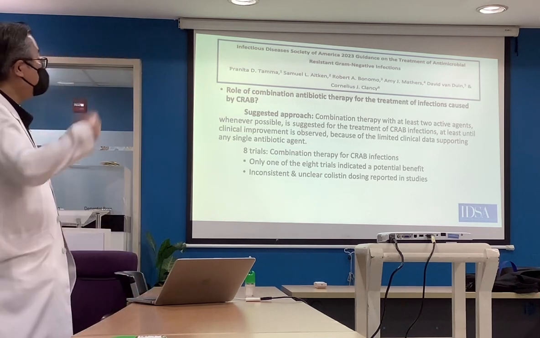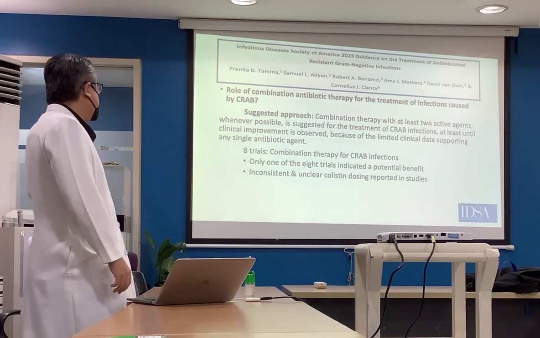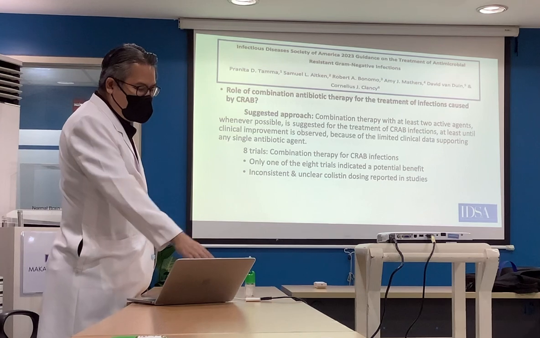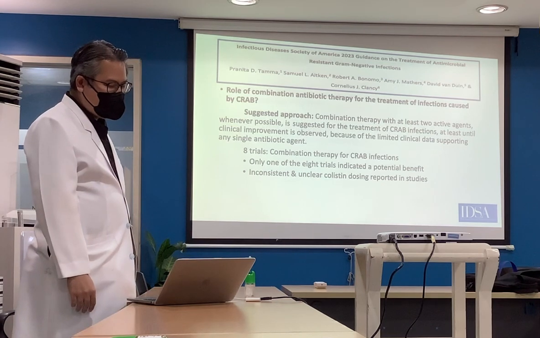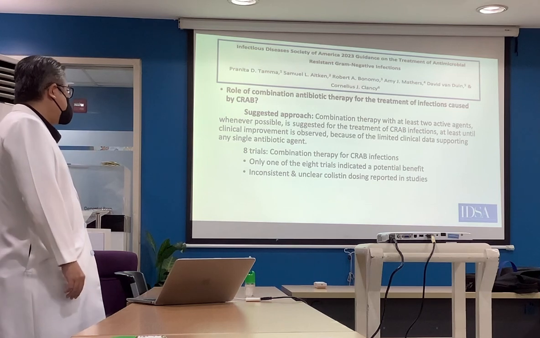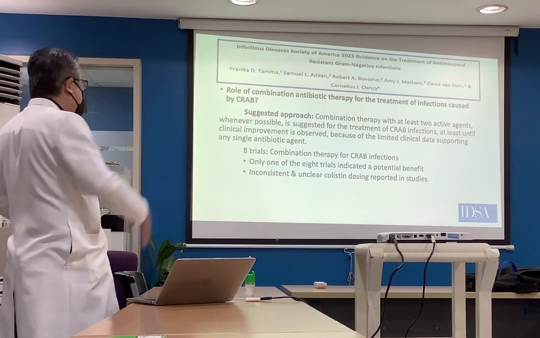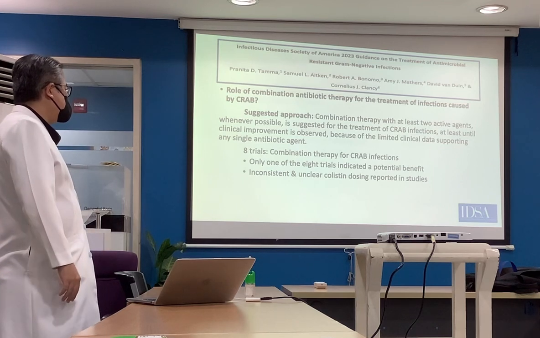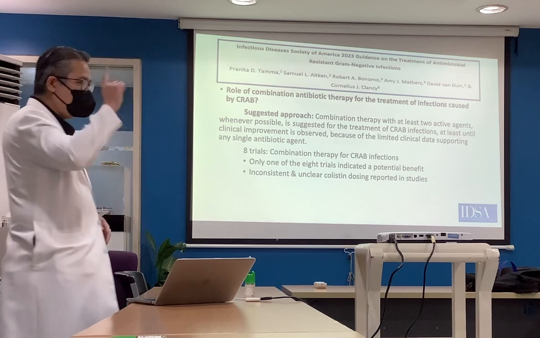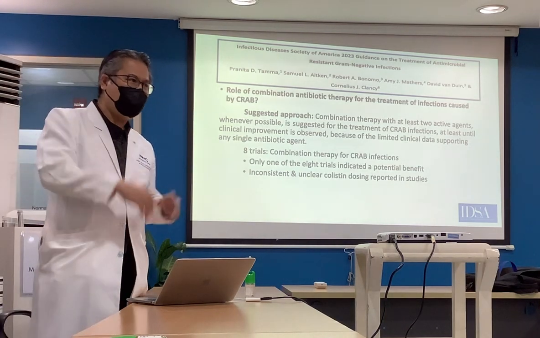Now we move on to CRAB. What's CRAB? Carbapenem-resistant Acinetobacter baumannii. So when we have CRAB, the suggested approach is combination therapy with at least 2 active agents whenever possible, at least until clinical improvement is observed, because of limited clinical data supporting a single antibiotic agent. So dito pumapasok pag CRAB, combination.